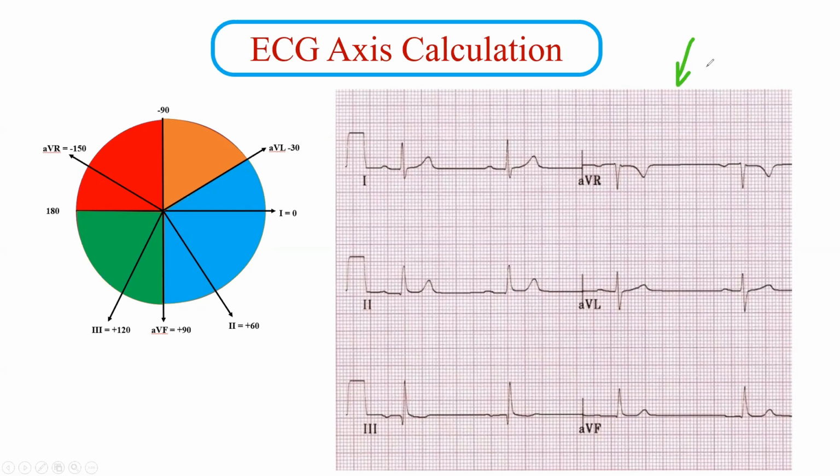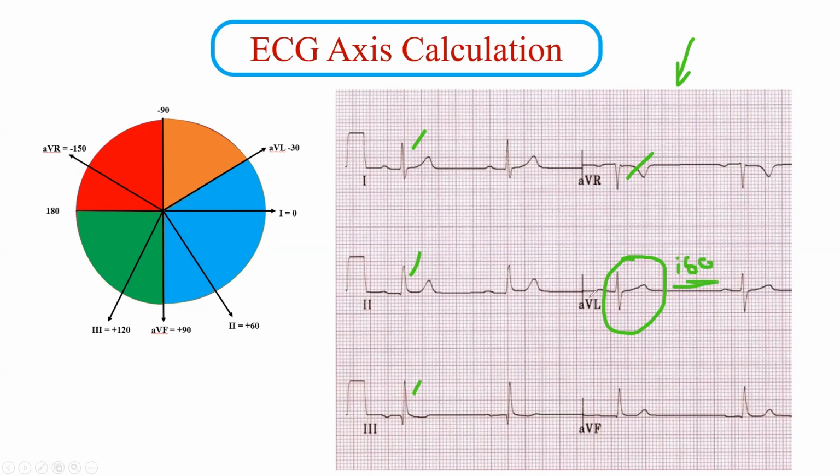To determine the most isoelectric lead, if we look here, this is positive, positive, positive. This is negative. Oh, this is isoelectric. For me, this is most likely isoelectric. The positive deflection equals the negative deflection. So this is isoelectric. Okay.